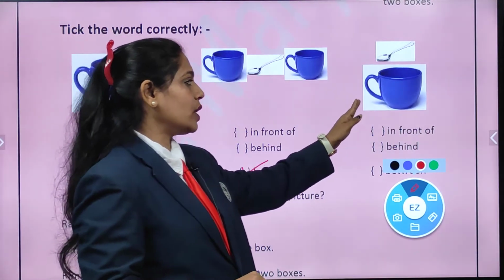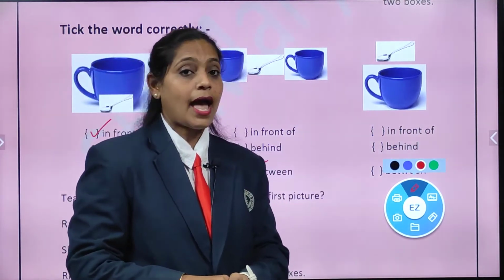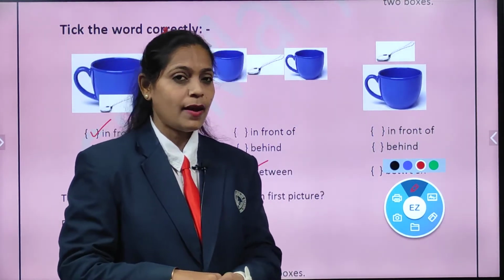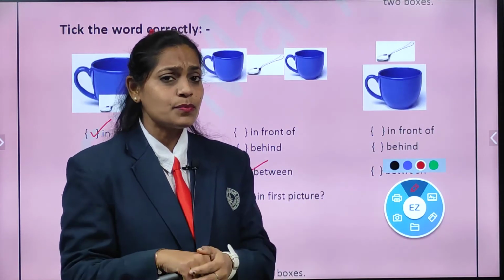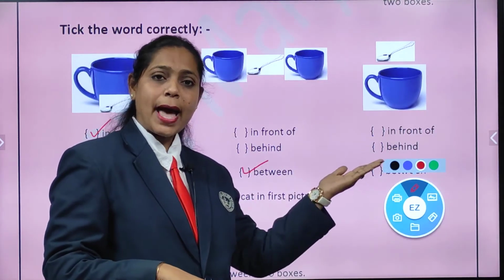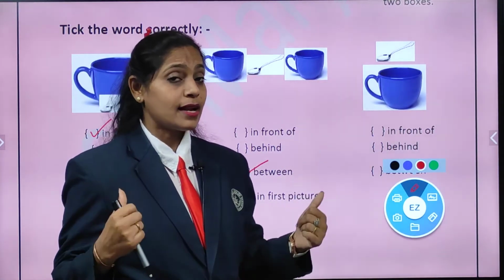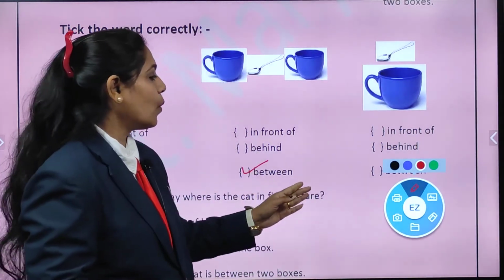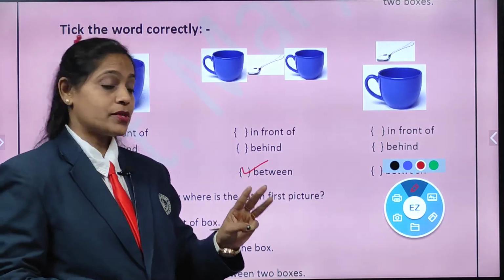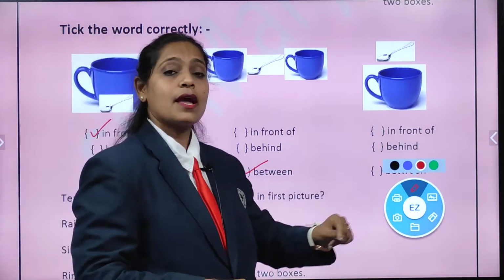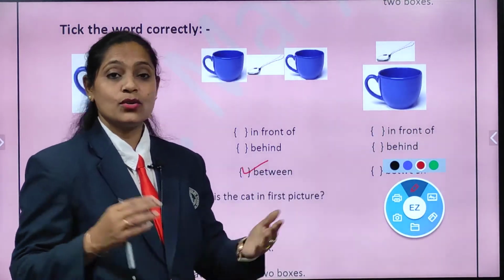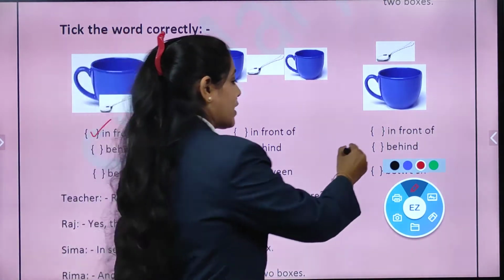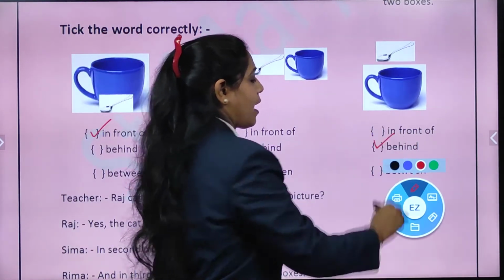Right, now here we have a cup and again a spoon, but this time where is the spoon? Yes, it is at the back. When things are at the back, what do we say? Yes, we say behind. So here again we have three options: in front, behind and between. So what are we going to tick? Correct, we are going to tick behind.